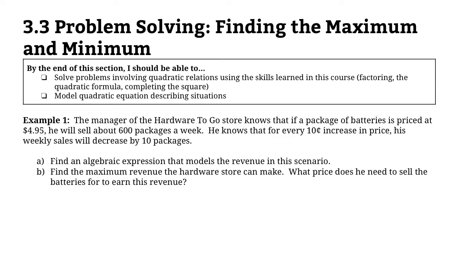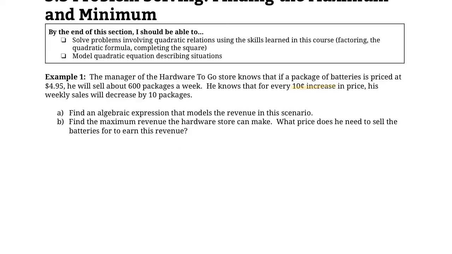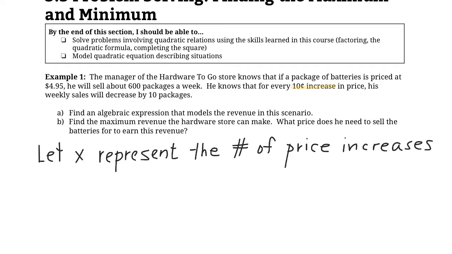While we do know that the manager wants to raise the price of the batteries, and he wants to specifically raise the price by 10 cents or make 10-cent increases, what we don't know is how many times the price is going to increase. So because we don't know this amount, we need to assign a variable to it. So we could say let x represent the number of price increases. So x is going to represent the number of times that the price of the batteries will increase by 10 cents.